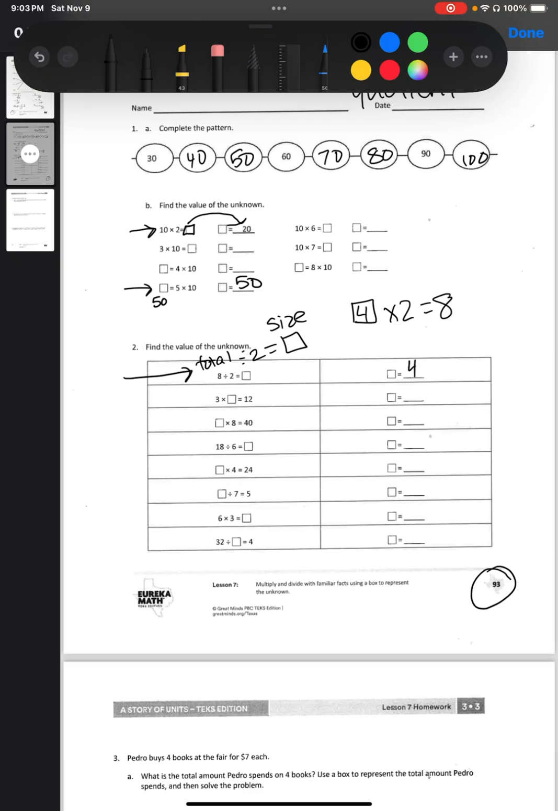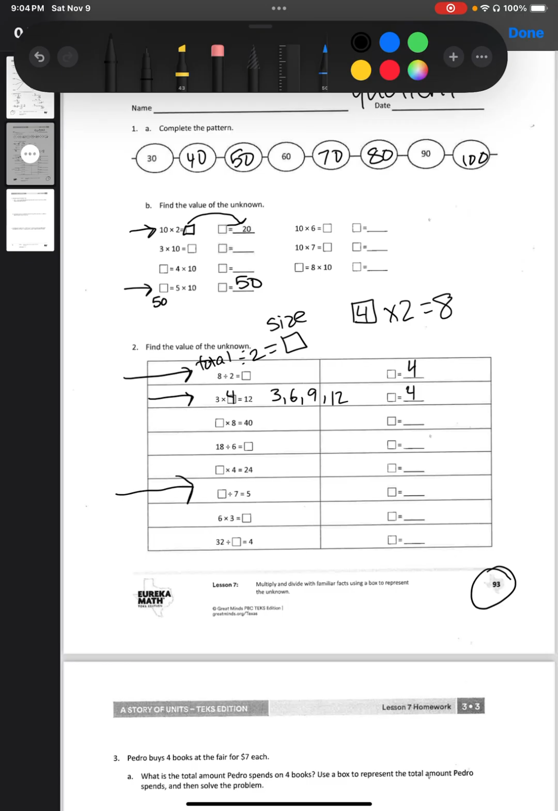Okay, let's look at maybe a couple more of these. This second problem says 3 times something equals 12. If I don't know that fact already, I could skip count by 3's. 3, 6, 9, 12. It took me a total of 4 3's. So 3 times 4 equals 12. The rest of these should be pretty straightforward.